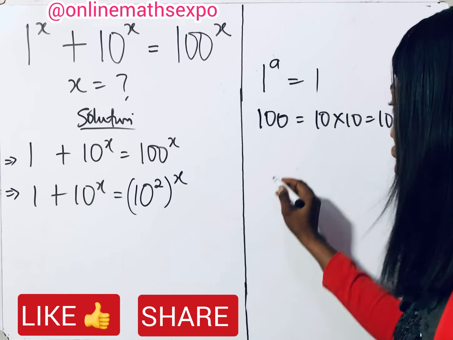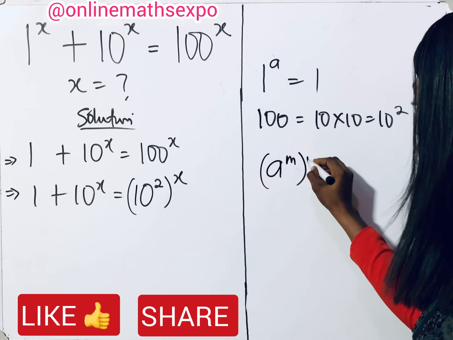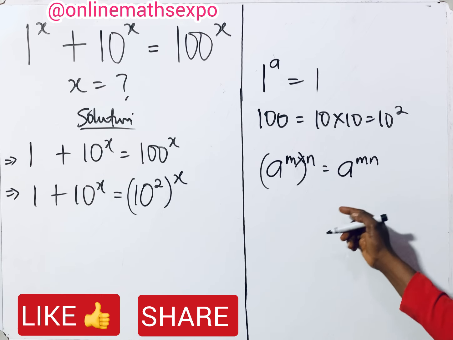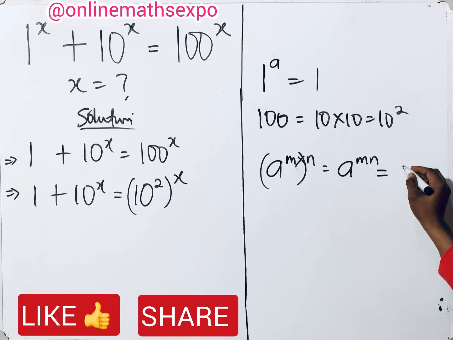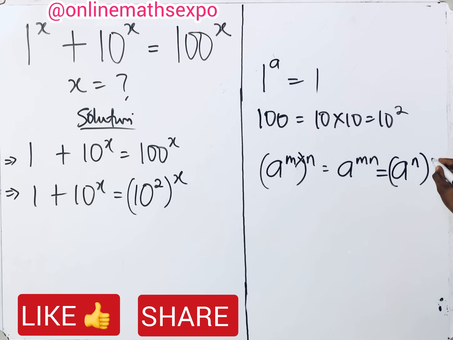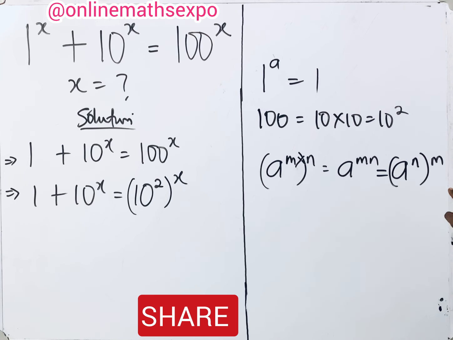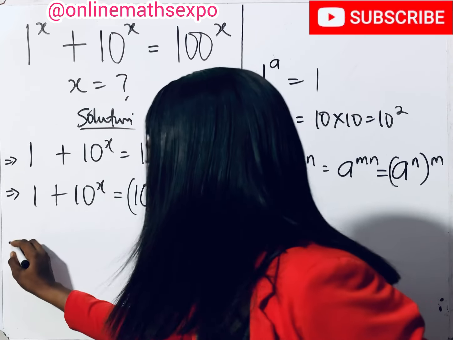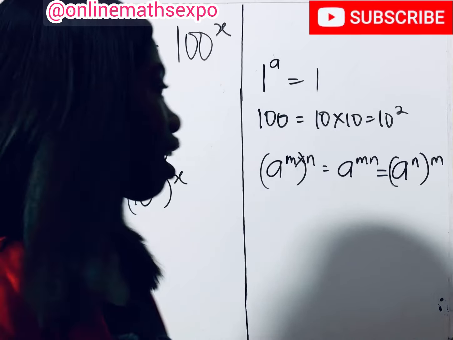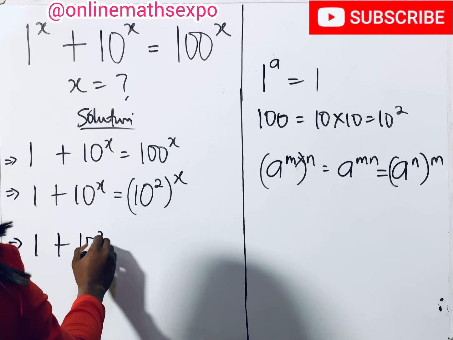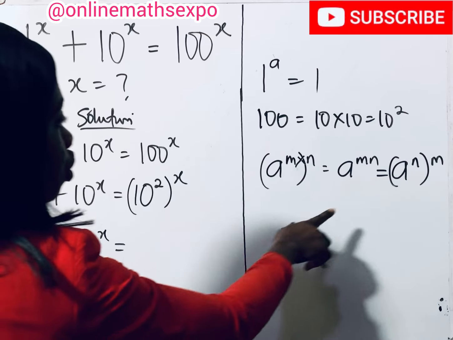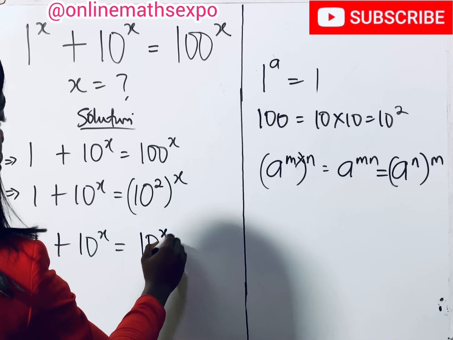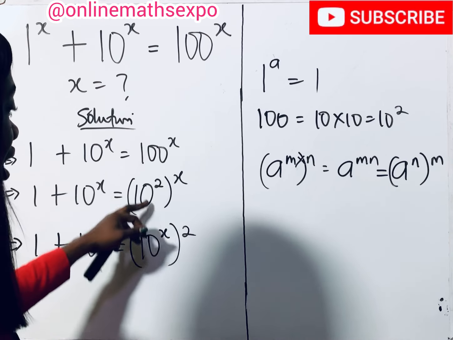Now, what do we do again? Remember this rule, which says that when you have a to the power of m to the power of n, the powers multiply. So we have a to the power of mn. This is also the same as a to the power of n to the power of m. These three are the same. So let's apply this here. We have 1 plus 10 to the power of x is equal to... if you observe, we switched the power. Did you see? So we're going to now have 10 to the power of x raised to the power of 2. This and this are the same.